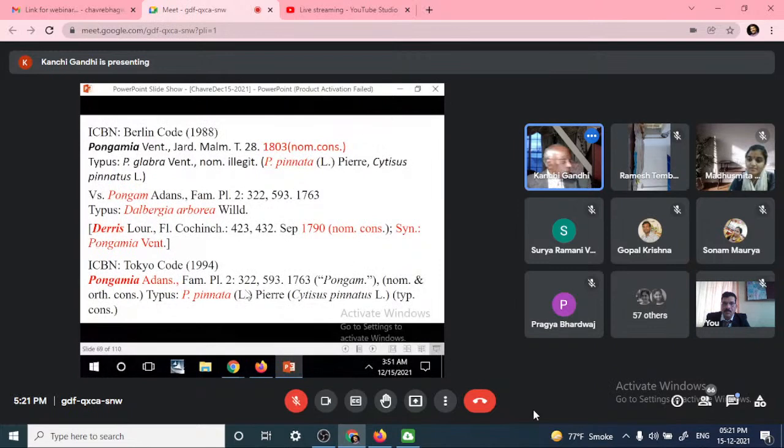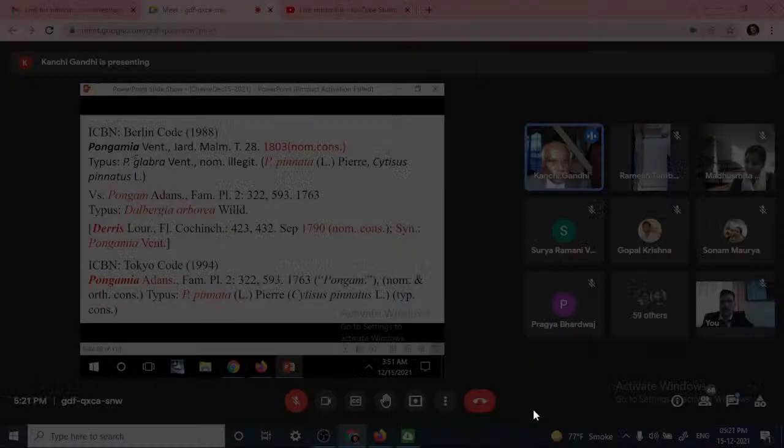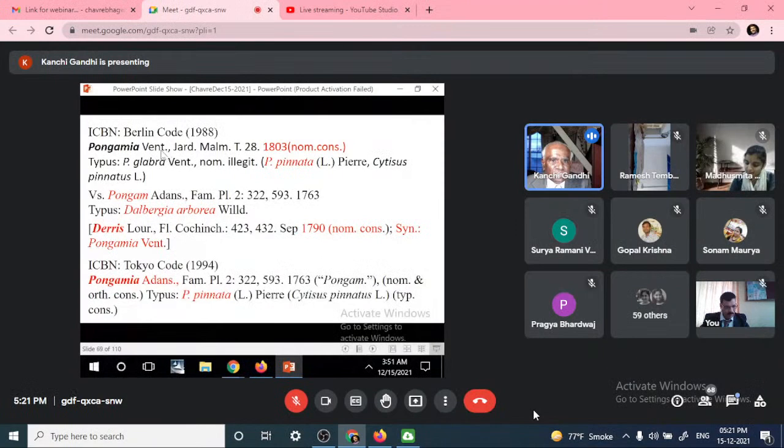Sometimes the code keeps changing. If you look at the Berlin Code in 1988, Pongamia, the author is Vent., and it was conserved, published in 1803. It's a conserved name. Type is Pongamia glabra. There was another genus named Pongam by Adanson, published in 1763. Pongamia and Pongam refer to the same plant, but the types are different. For the genus name Pongamia, glabra, whereas here, Dalbergia arborea.